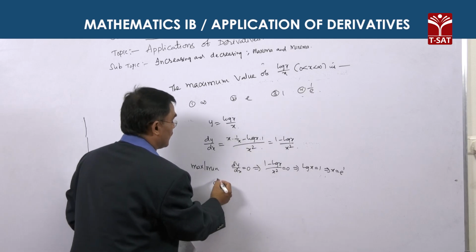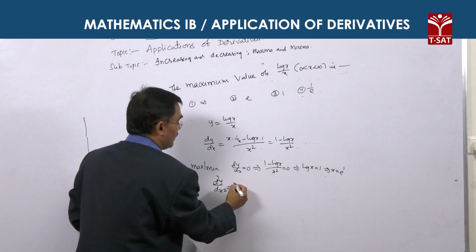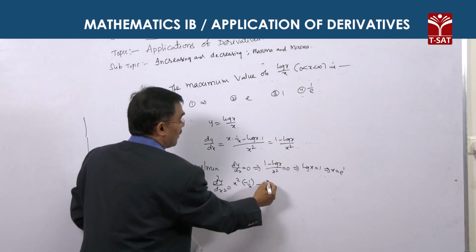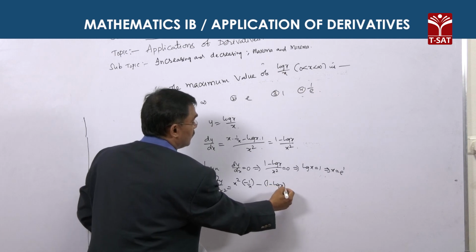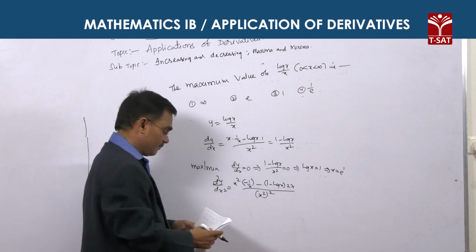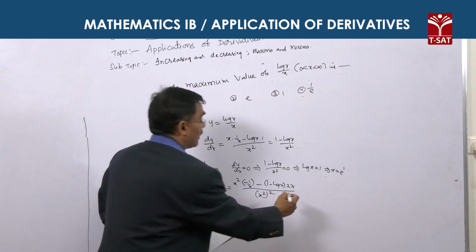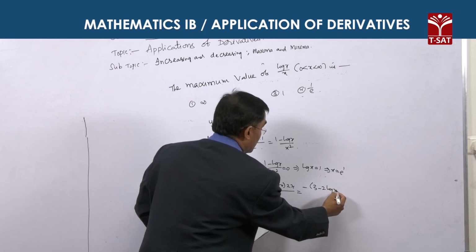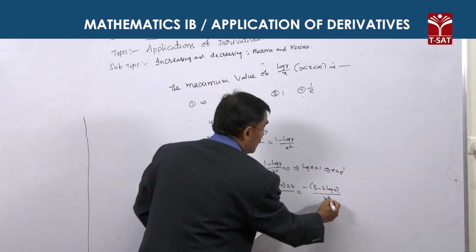How to decide maximum or minimum? Find the second order derivative, d square y by dx square. This is u by v: x square into minus 1 by x, minus 1 minus log x into 2x, by x square whole square. Substituting and simplifying, we get minus 3 minus 2 log x by x power 3.